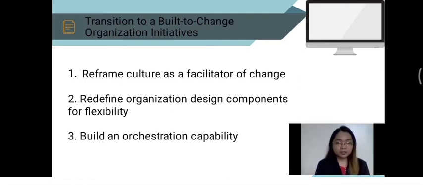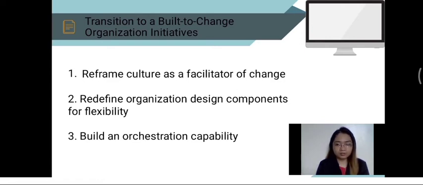Transition to a Build to Change organization initiatives. The first one is reframe culture as a facilitator of change. This stage addresses the organization's culture, and we all know that culture is the most stable part of an organization. To enhance member commitment to a new change-friendly culture, these reframed values and norms are placed in the context of important external pressures facing the organization and what this means for its effectiveness.